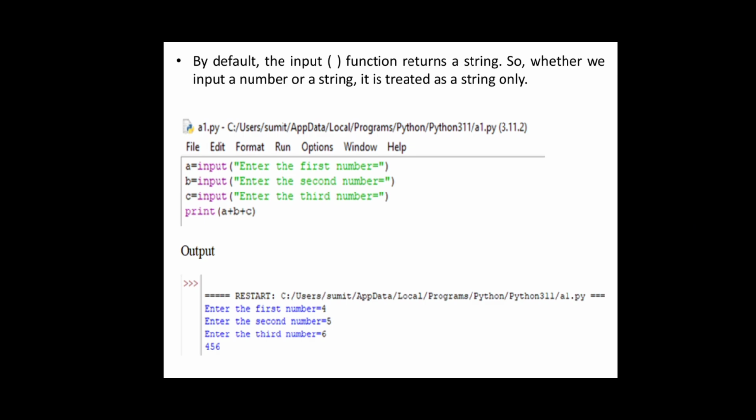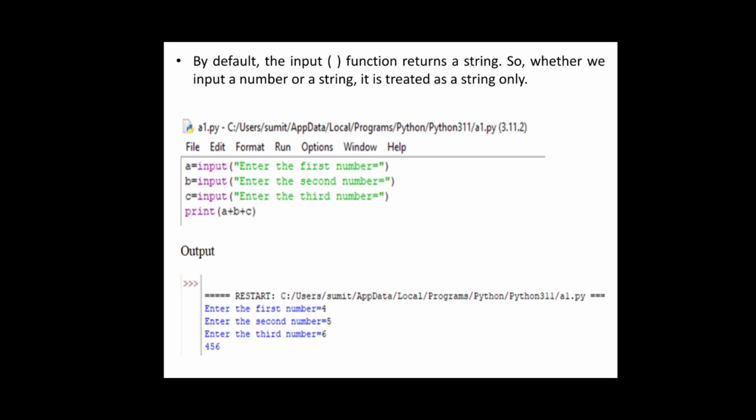Now, here A is a variable, B is a variable, and C is a variable. So A stores 4 and it is string type. B stores 5 and it is also string type. C stores 6, it is also string type, because after the first prompt, the user types 4, after the second prompt, the user types 5, and after the third prompt, the user enters 6.